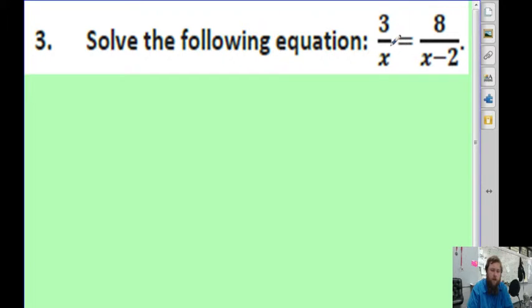I want to solve this equation. Now, we have variables in the bottom still, but that's perfectly fine. So what I'm going to do is solve using that first method. I want to make the denominators the same. So 3 over x equals 8 over x minus 2. And I want to make the denominators the same, so I multiply by basically, for the left side, just x, and for the right, x minus 2. The LCM, the lowest common multiple, will be x times x minus 2.